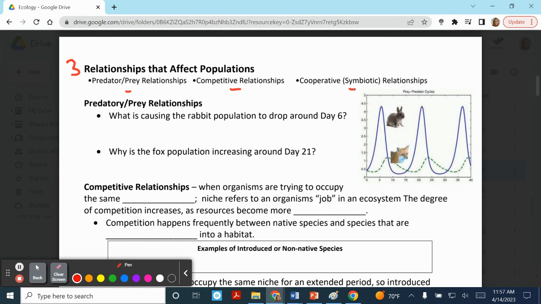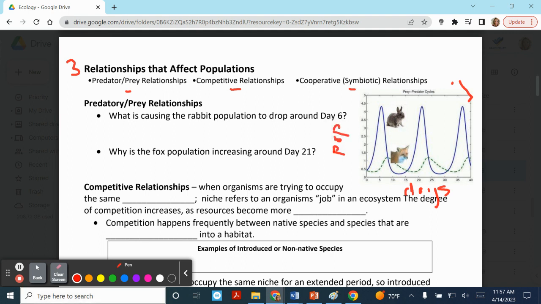Again, you need to be able to look at graphs and be able to draw conclusions about what is happening to populations here. Make sure you pay attention to your axis. So we need to have those well labeled. So this is days. And then over here, this is an indication of population size.